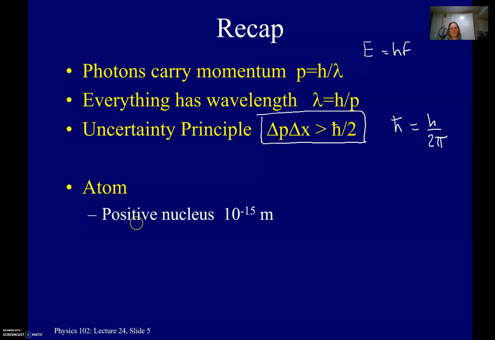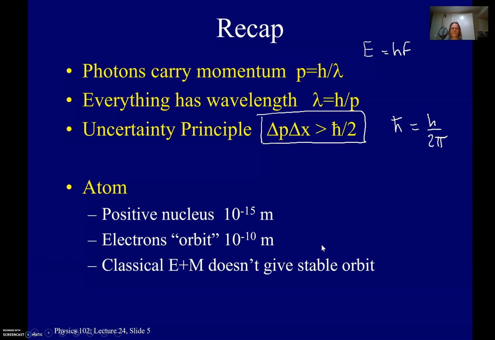So you have a positive nucleus. It's very small, very dense on the inside compared to the rest of it. The electrons are way out there compared to the nucleus, 10,000 times the distance out there. And this classical electromagnetic picture of the electron in orbit does not give it a stable orbit. So there's a problem with that.